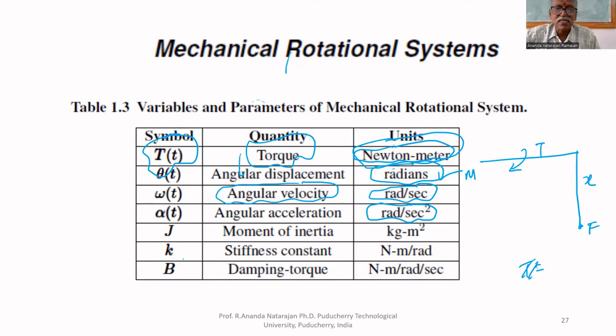The moment of inertia J has the unit kg meter square. The stiffness constant of the spring K is Newton meter per radian. And the damping constant B is Newton meter per radian per second. That's all. So we should know the units as well as the variables and the constants used in the rotational system that we have seen.